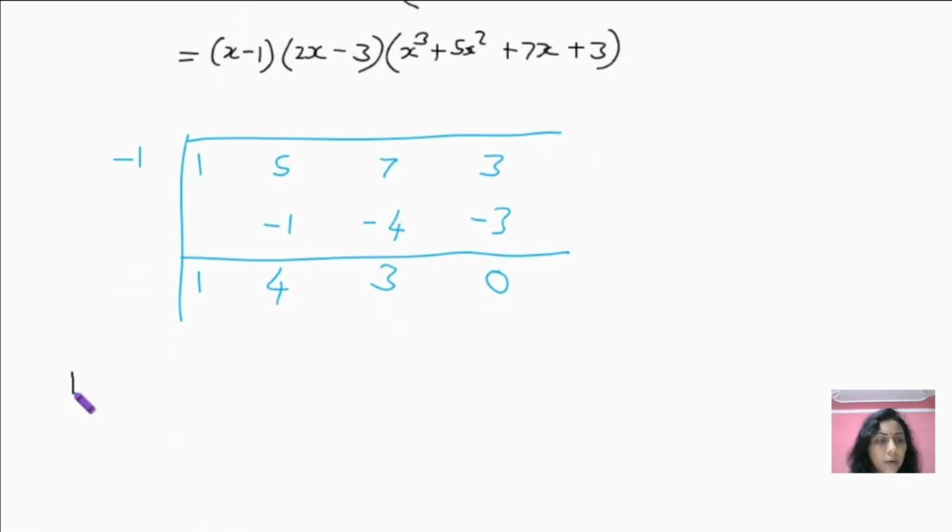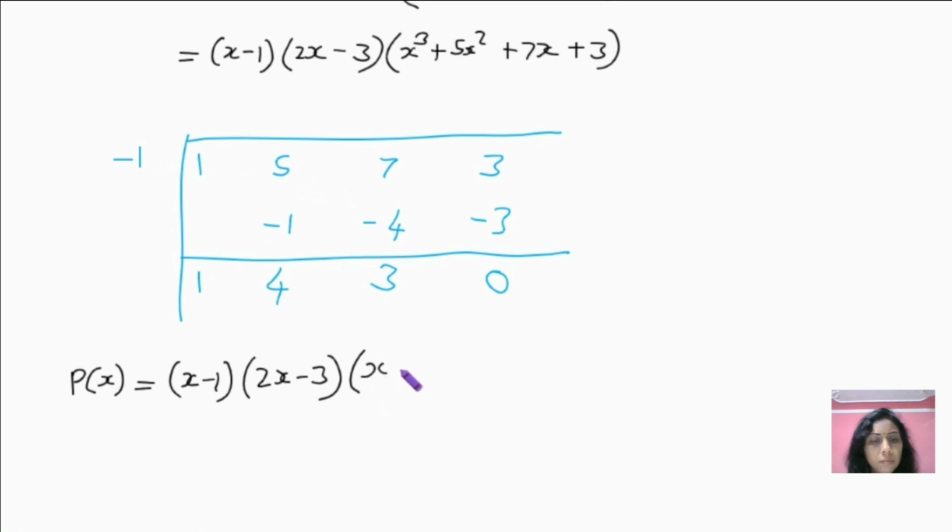Okay. So now we can write p(x) equals x minus 1, 2x minus 3, and minus 1 is the 0. It means x minus minus 1, it means x plus 1 is the factor of the given polynomial. Okay, this one.